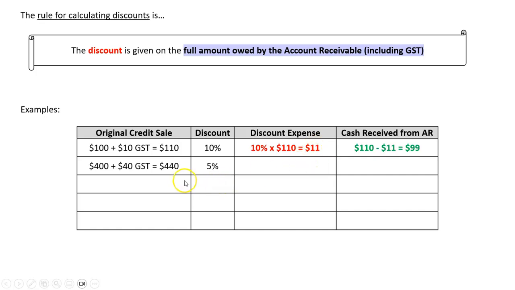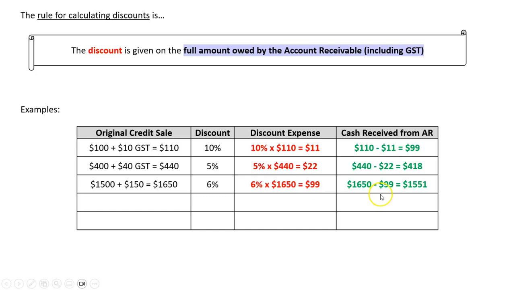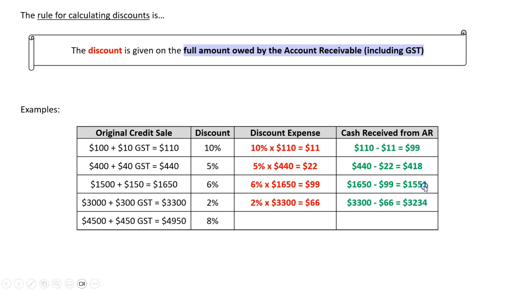If we had a $440 invoice, including GST, with a 5% discount, that's 5% of $440 or $22. So the customer would pay $418. If we had a $1,500 sale plus GST and a 6% discount, that'd be 6% of $1,650, which is $99. And the cash received would be $1,650 less 99, which is $1,551, and so on. We can see these other examples, but the point being, it doesn't matter what the number is. We calculate that discount based on the total amount owing, which is this number here.